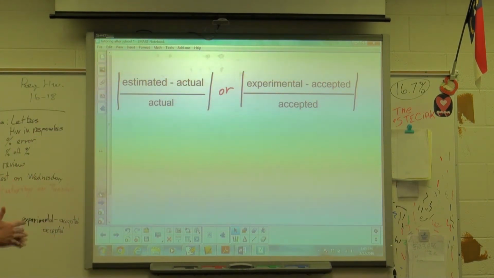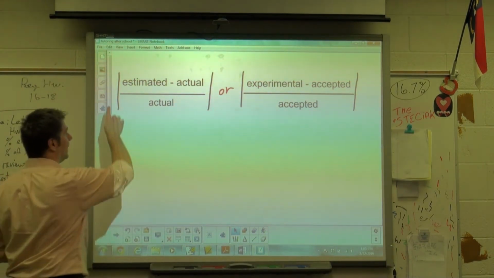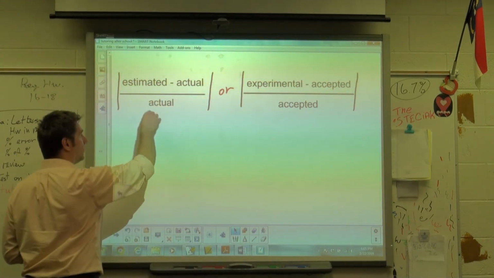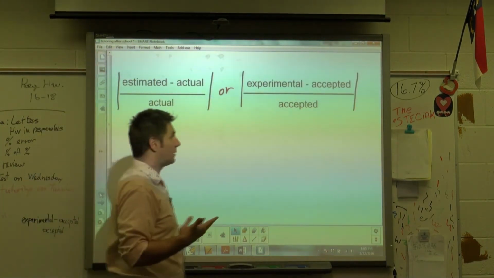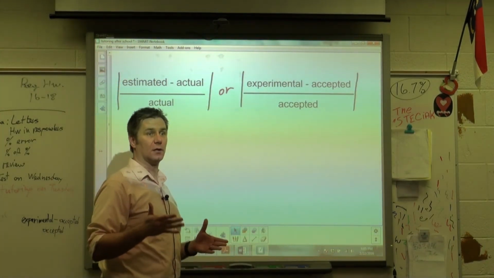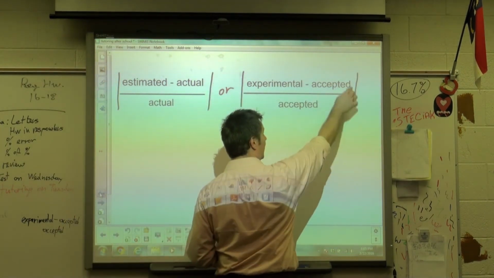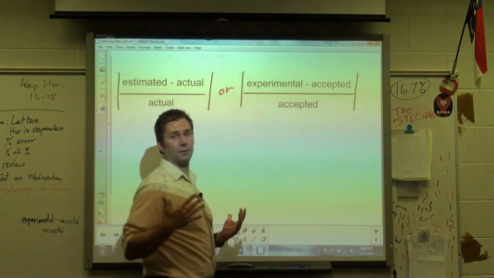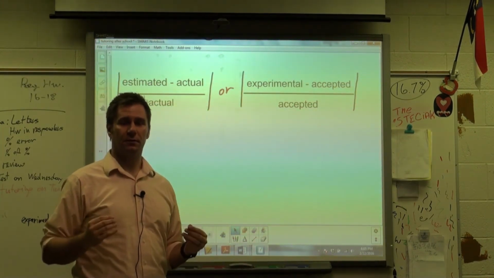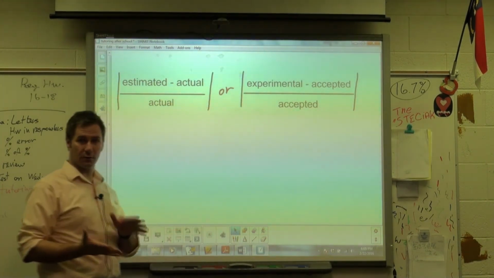All right, so ladies and gentlemen, the formulas are written on the board, which are estimated, whatever you estimate, minus actual over actual, or if you do experiment versus whatever is accepted. Let's say you're boiling water and checking the temperature of boiling water, which is 100 degrees Celsius, that will be the accepted one. But in your case, the temperature is 104 degrees Celsius. There's a difference, and so that will be your experimental. So you're gonna have a percent error.